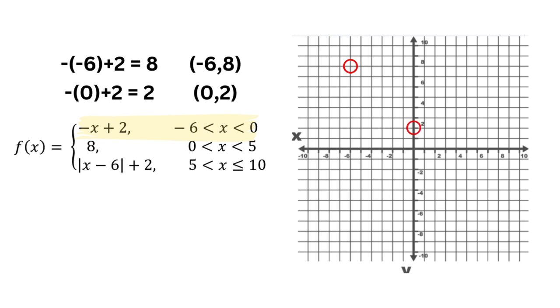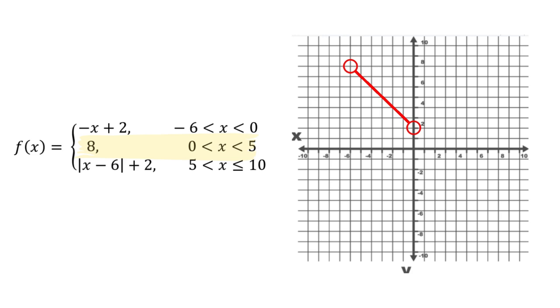We know this is linear, so we're going to connect those two, and we would have the first piece of the graph done. All right, for the next part, we have the constant 8, which we know is a horizontal line. And again, we're dealing with less than symbols, so we're going to have open circles at the endpoints. In the first case, we would plug in 0, and again, there's nothing to plug into because it's a constant. So we would have an open circle at 0, 8, and the other endpoint would be 5, so we would have an open circle at 5, 8. And then again, we're going to connect them. This is linear, so we would have the second piece of our graph done.